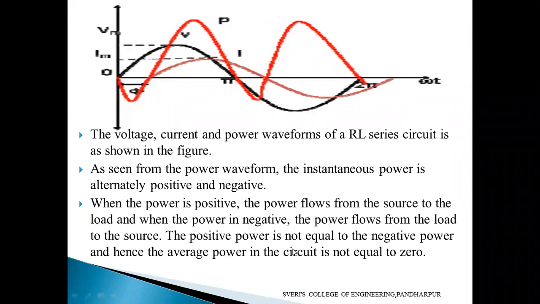Positive power is not equal to the negative power, and hence the average power in the circuit is not equal to 0.